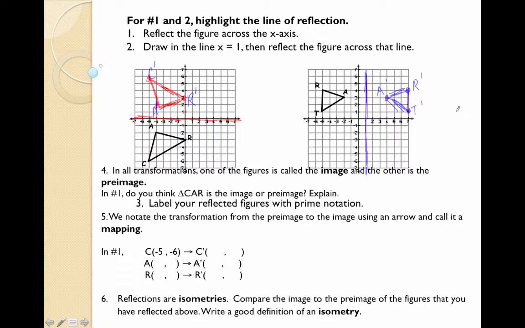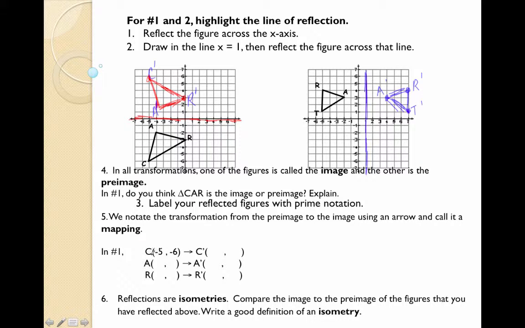So again, triangle CAR was the pre-image because it came first. And now there's 3, which we've already done. 5, we talk about the notation, but it's called a mapping. So I took triangle CAR and I mapped it to triangle C prime, A prime, R prime. Mapping really, functions are mappings, but it's a mapping if you go from one point to a defined other point like we did just now. So the way we notate the mapping is with an arrow, and the arrow means goes to, basically.